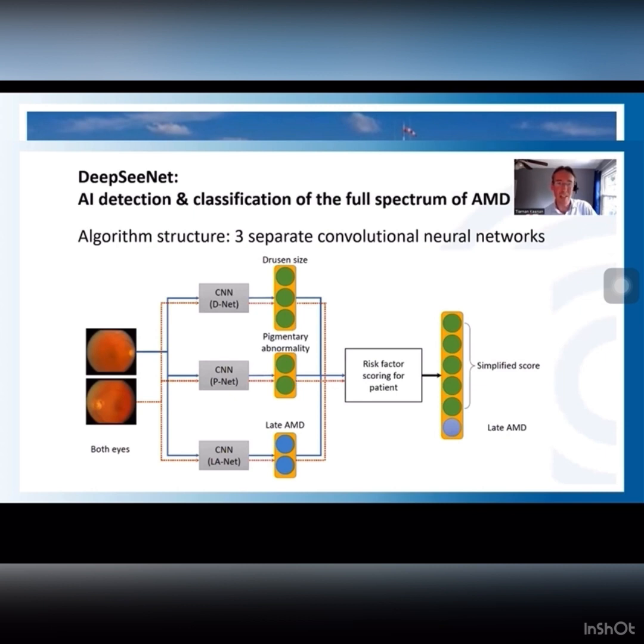Rather than kind of end-to-end training where we give the images and ask the algorithm to do AREDS simple score grading in one go, we actually broke the problem up. We had separate convolutional neural networks, one trained for drusen size, one to grade pigment, one for late AMD, etc. And that way we have much easier error analysis, more transparency.